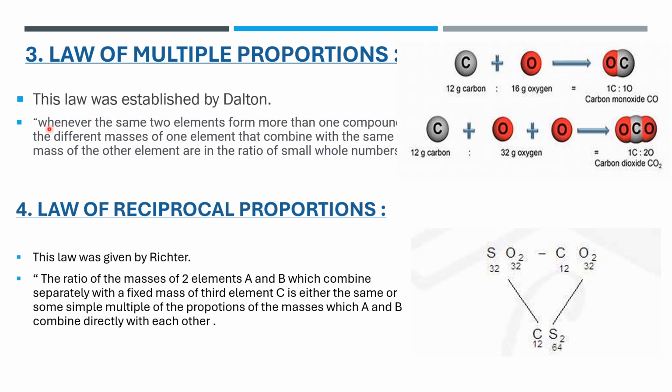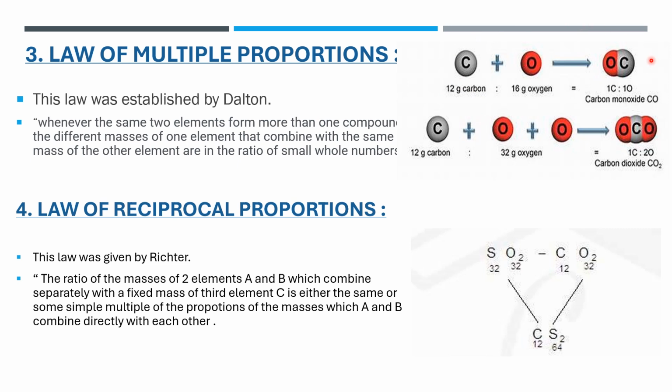Okay, what it states: whenever the same two elements form more than one compound, the different masses of one element that combine with the same mass of the other element are in the ratio of small whole numbers. Here, the same two elements.